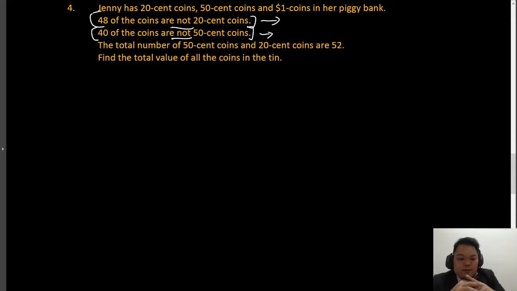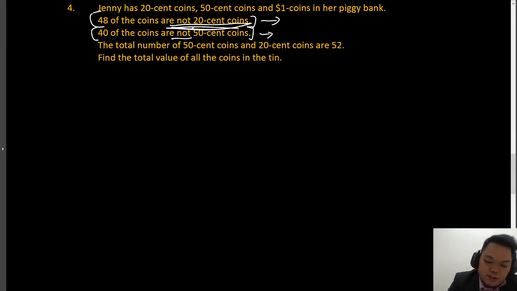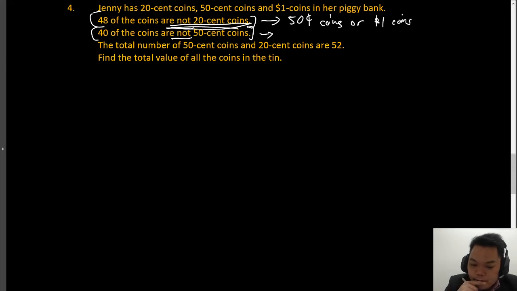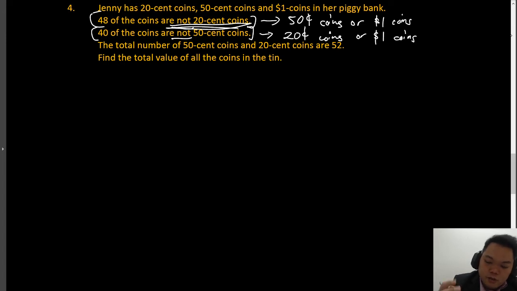Over here, you can see that if you are not talking about your 20-cent coins, then it has to be your 50-cent coins or $1 coins. And similarly, when 40 of the coins are not 50-cent coins, then these would have to be the 20-cent ones or the $1 coins. So that's a lot of information.